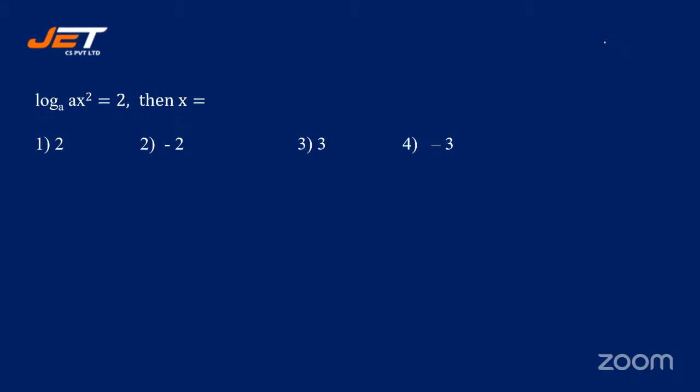Log ax square base a is equal to 2. So a square is equal to, we are supposed to find out the value of x. Okay, so how do you find out the value of x? Log ax square base a equal to 2. Then find the value of x.